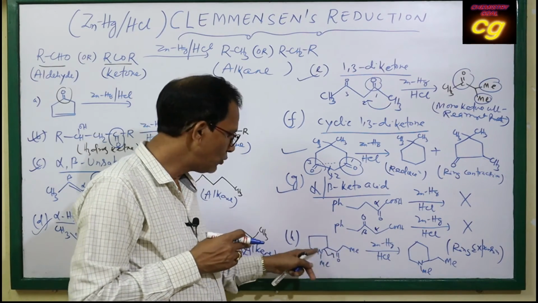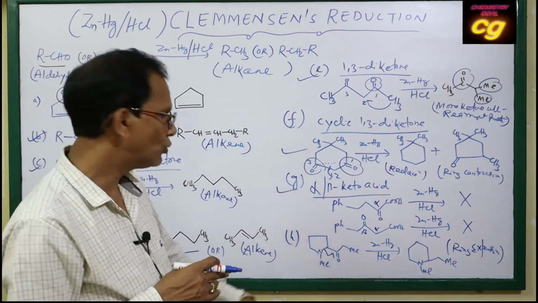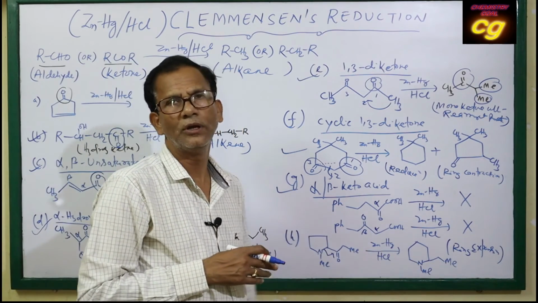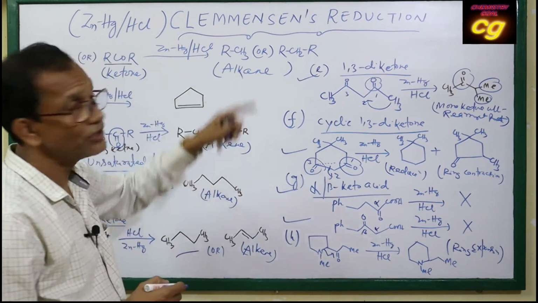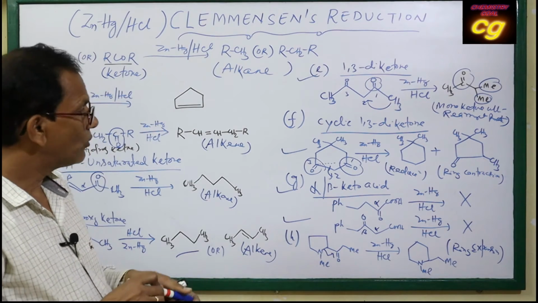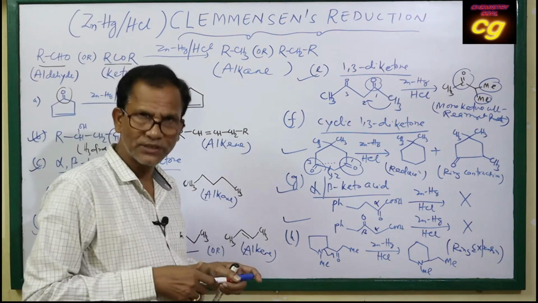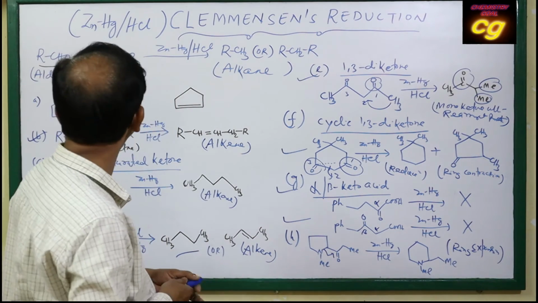size ring along with the reduction of keto groups. Keto group will be reduced. Okay, so this is very important for the Clemmensen reduction of aldehyde and ketone. What are the important steps we have to remember? Again I am repeating this one.